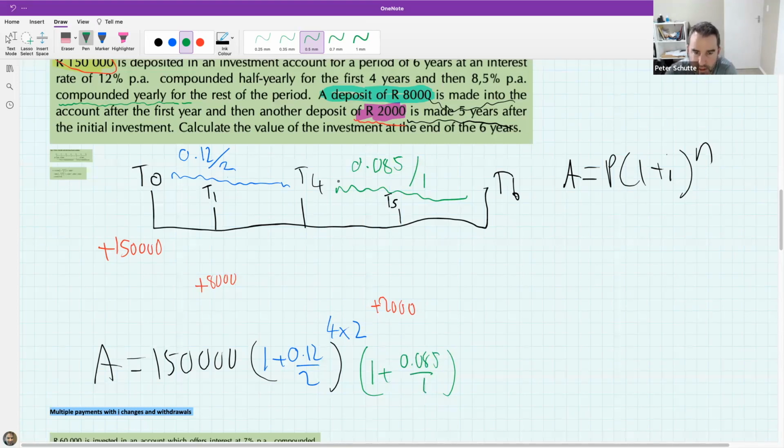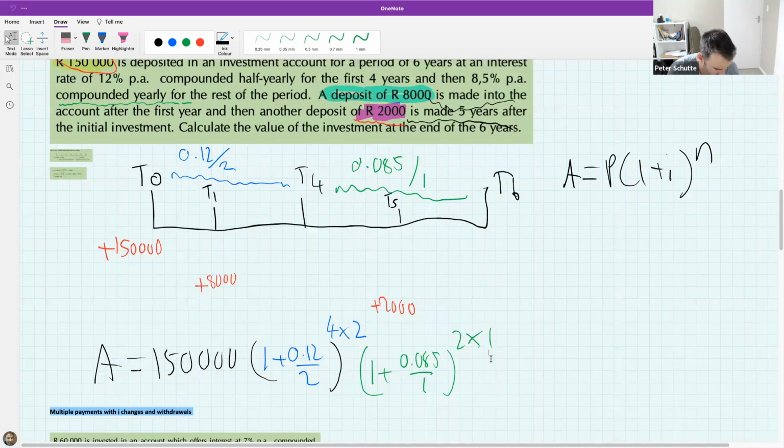And if we think about that here, how much time is there? Well, there's 2 years, and we times by the number that's below there, so that's 1. So essentially it becomes 2. And so if I had to just get that amount, let me do this on my calculator: 150,000 times 1 plus 0.12 over 2 to the power of 8.